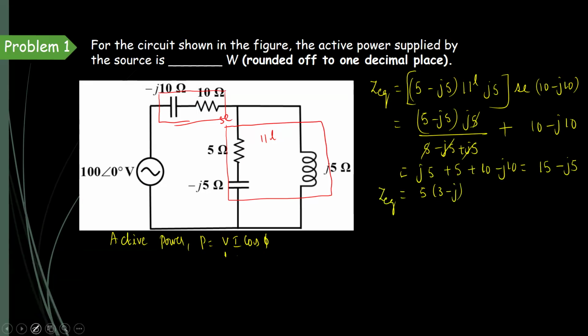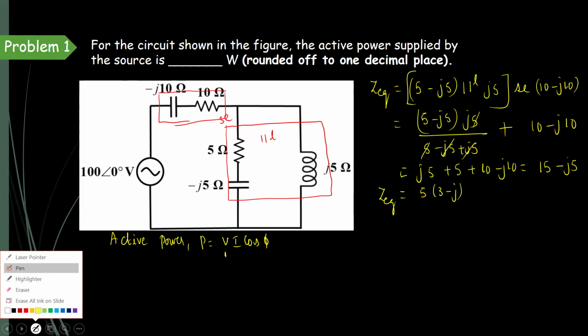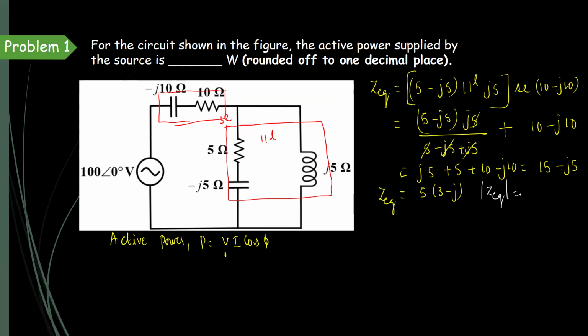So when we find the magnitude and phase angle, the magnitude of Z equivalent equals 5 into root of a square plus b square. So 9 plus 1, 10, 5 root 10. And the phase angle of Z equals tan inverse b by a. So tan inverse of minus 1 by 3, which is approximately minus 18.43. Okay, the angle is minus 18.43. This is taken as phi. Phi is the phase difference between the voltage and current.